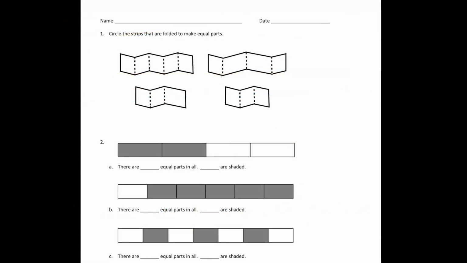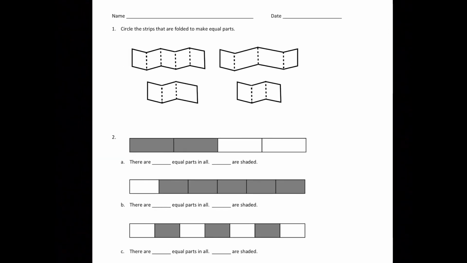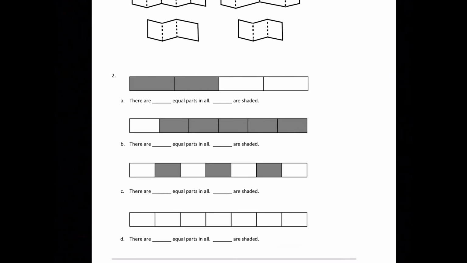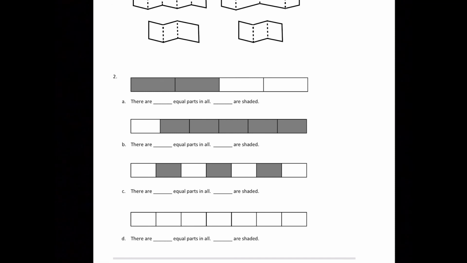So for your work today, you guys are going to be doing this page. And the first thing you're going to be asked to do is number 1, circle the strips that are folded to make equal parts. So circle the ones that you see have equal parts. Number 2 is very similar to what I just did. And you guys will be identifying how many equal parts each strip has. But then also you're going to identify how many shaded parts each strip has.